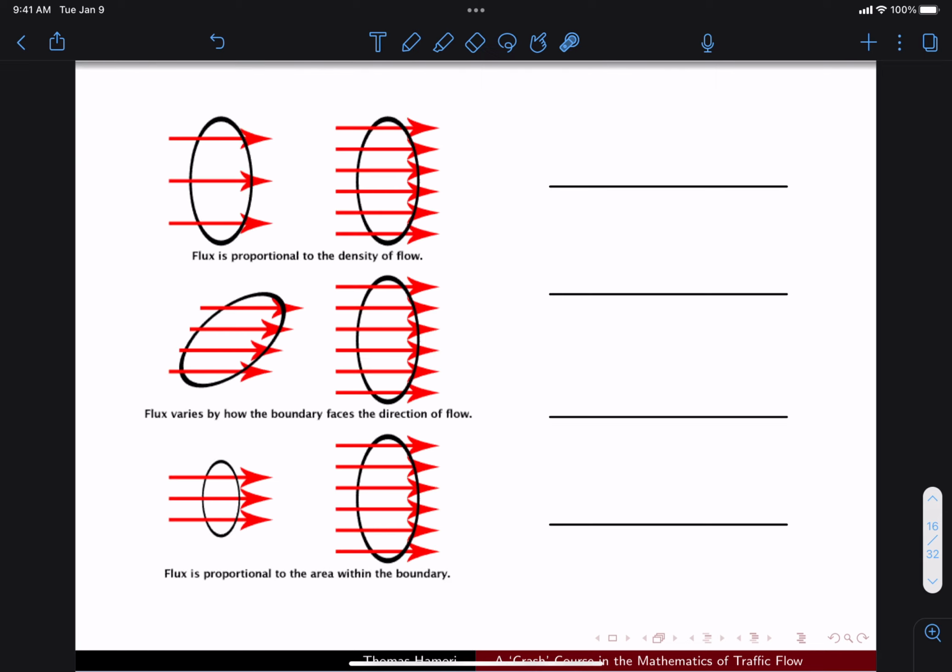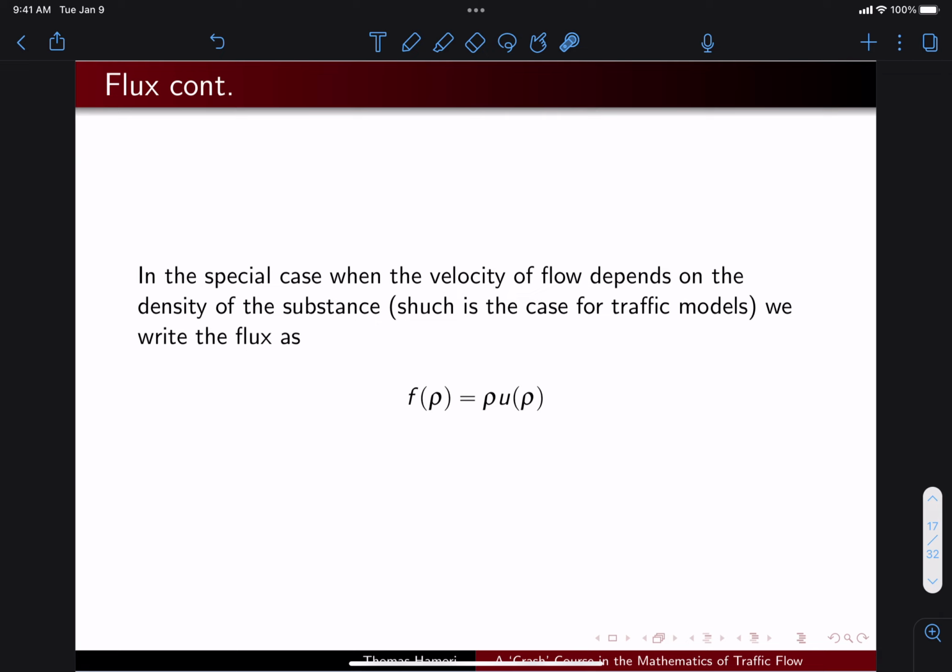Okay, so what is the trick with traffic? Well, the trick with traffic is that how fast I can drive depends on how dense the traffic is nearby. So if the traffic is very dense and it's very crowded on the roadway, then I can't go very fast, right? So we write rho times u of rho to denote that u should be a function of rho, because how fast I can go depends on how many cars are nearby.